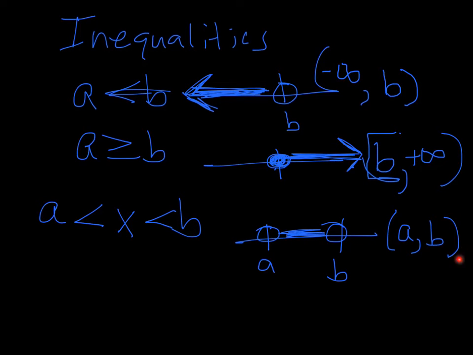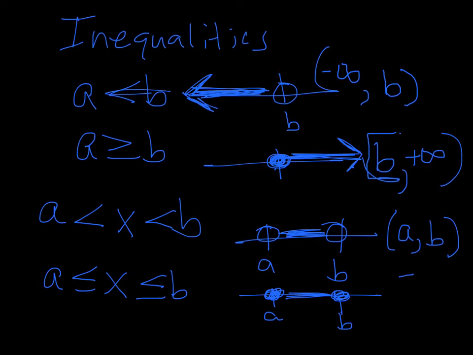not equal to them. Now if I change that and I did A is less than or equal to x, less than or equal to B, the only thing that changes here is that if I was graphing it, I'd have solid dots at A and B, and instead of a rounded bracket, I would have a square bracket to show that it could be equal to A and B.